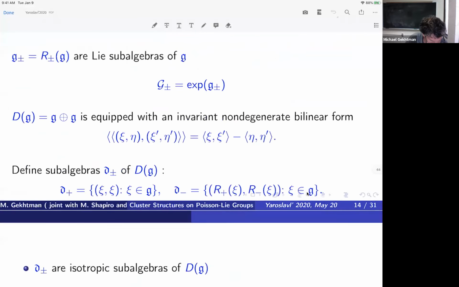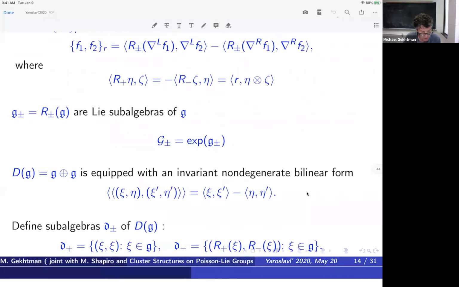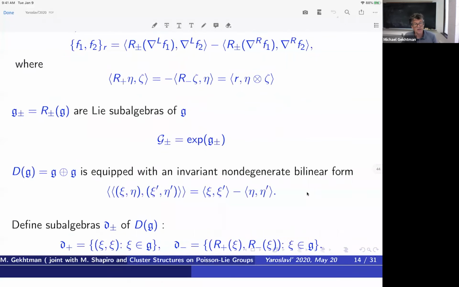All right, so this leads to two subalgebras in the double, which have the following shape. One is just a diagonal embedding of your original algebra, and the other one is obtained by applying this R plus, R minus.